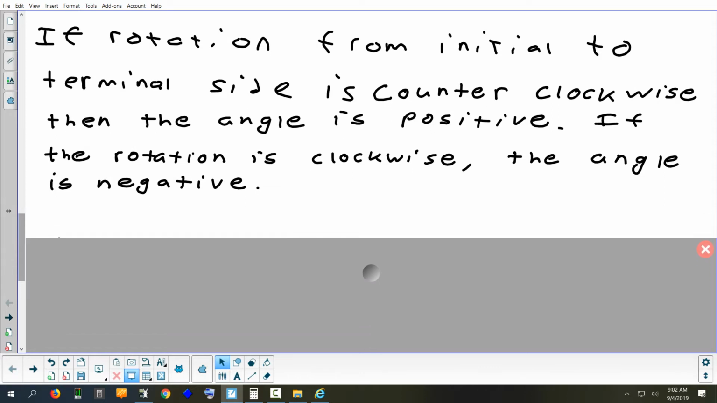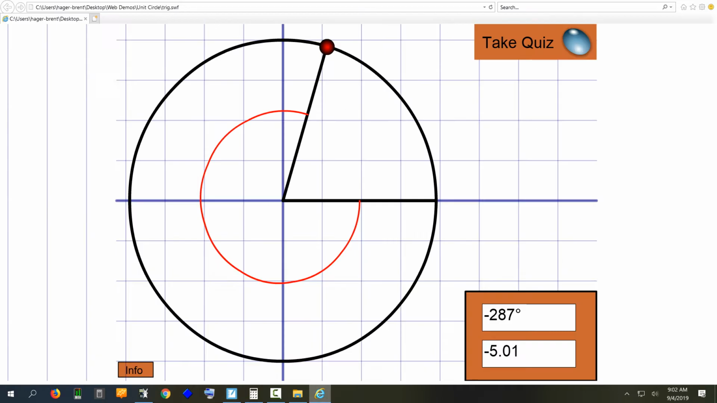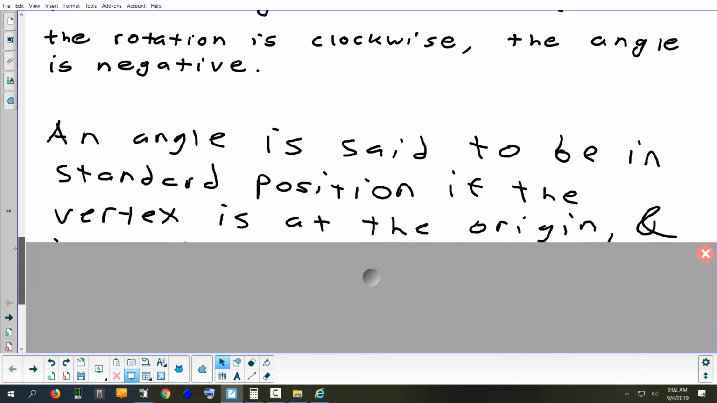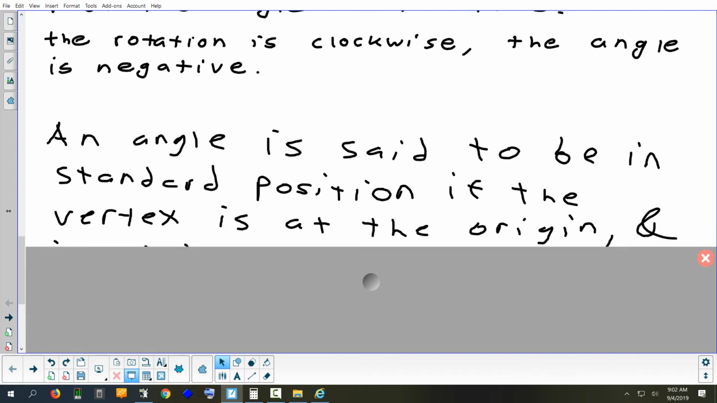So we're going to make the initial side very easy to figure out. If you're confused at all, how do you figure out which side is initial and which is terminal? We're always going to put the initial side in a certain spot, and the program I just had on the screen does exactly what we're going to do. The initial side is always on the positive x-axis. The terminal side can be anywhere. It can be over here, down there. But the initial side is never going to move.